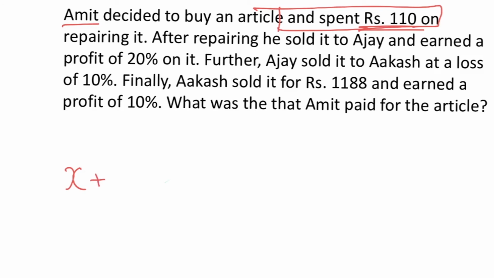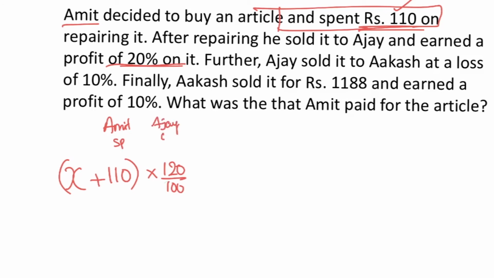Only the price at which it is sold is the selling price. The rest of the investments come under cost price. So, he purchased at X rupees and spent 110 rupees for repairing it. So, this is Amit's cost price, and Amit sold it to Ajay at 20% profit. This is the selling price for Amit and cost price for Ajay. Ajay sold it to Akash at 10% loss.